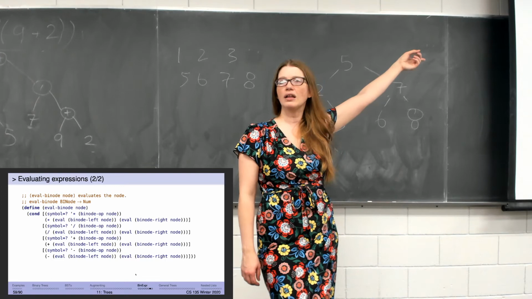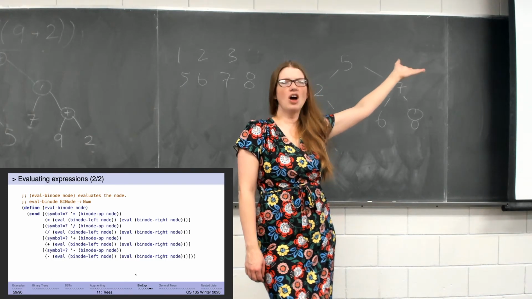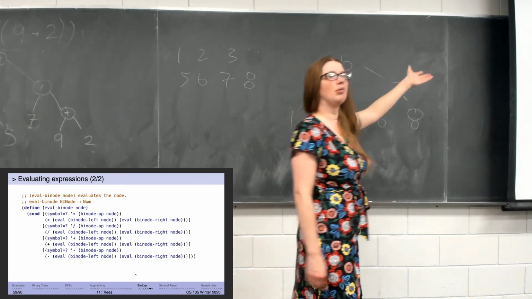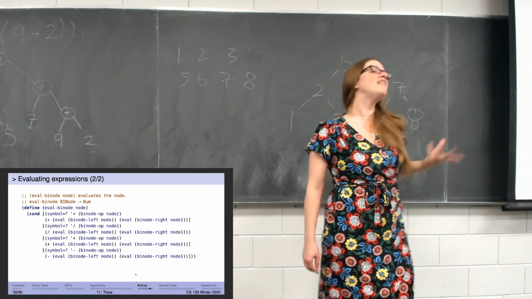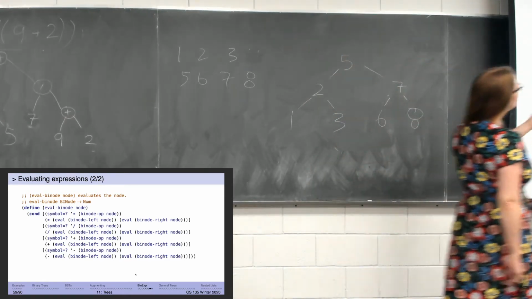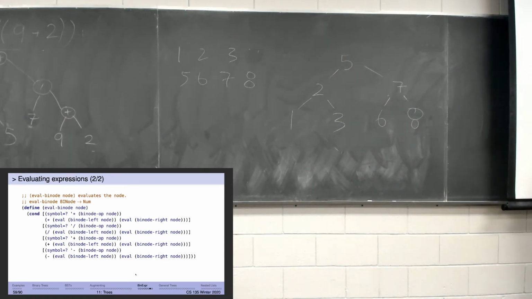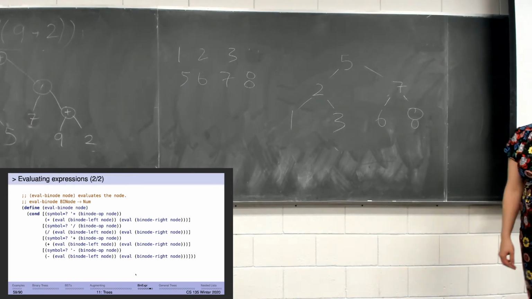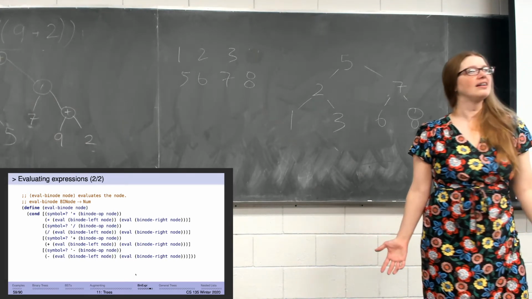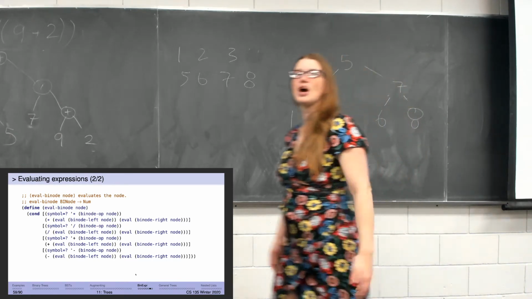Are you getting bored of me saying the same thing? This is really ugly. This is awful. This is terrible. The reason why this is terrible is because we've got all of this repeated code over and over and over again. It's got to be a better way. Of course there is. There's always a better way.